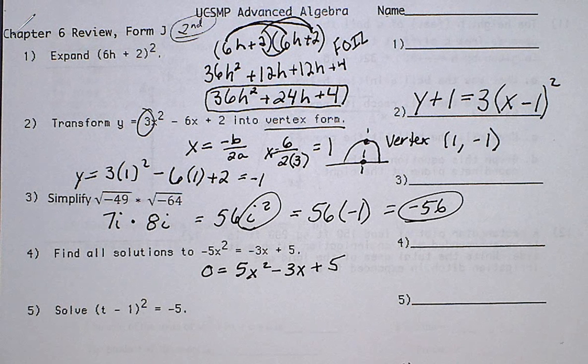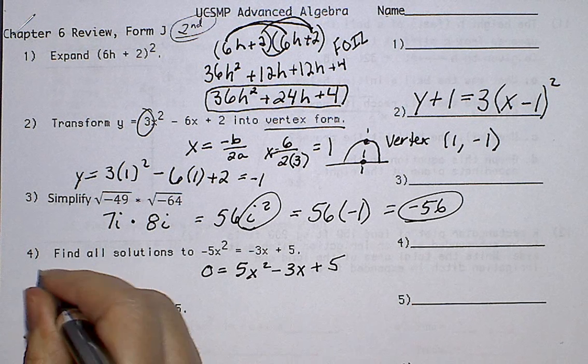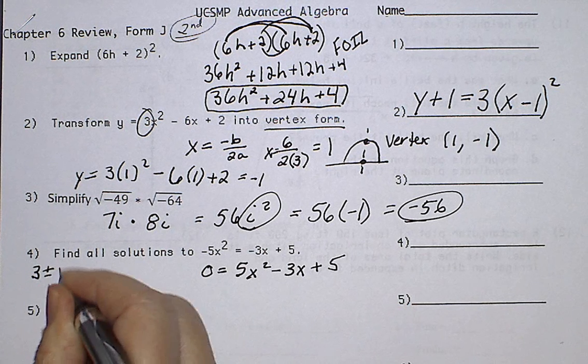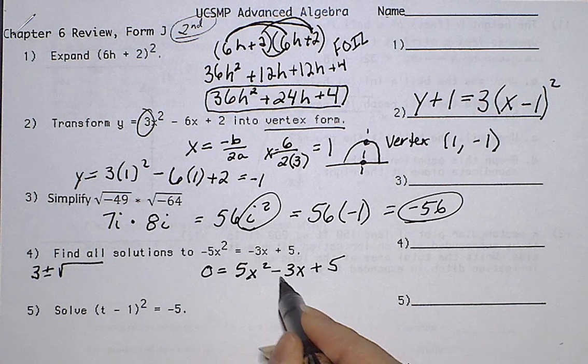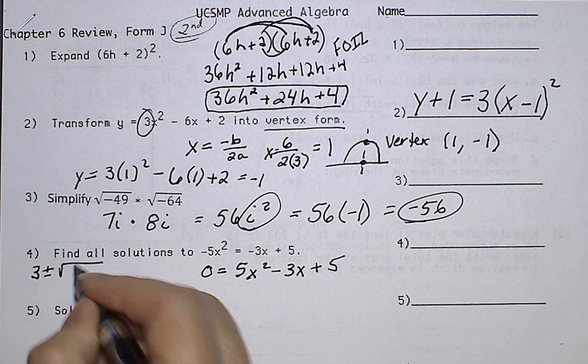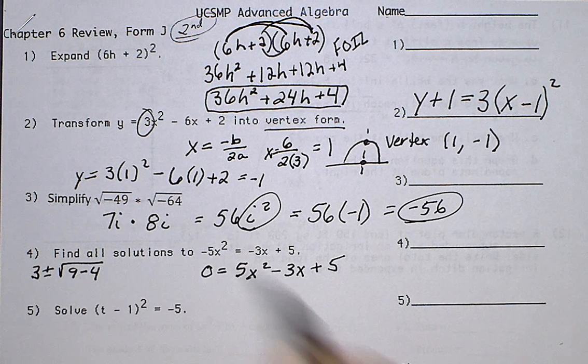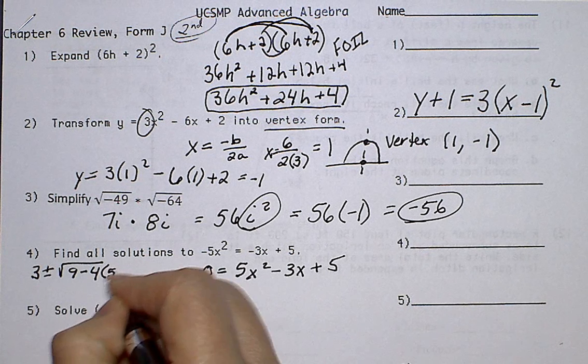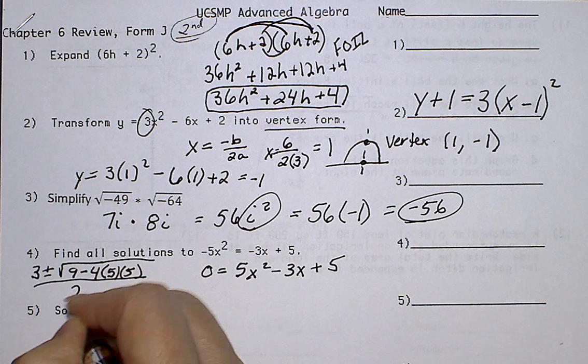So now I can use my quadratic formula, which is negative b, so the opposite of b is 3. So we have 3 plus or minus the square root of b squared, which is negative 3 squared, is 9, minus 4ac. So we have 5 and 5, all over 2a, which is 10.